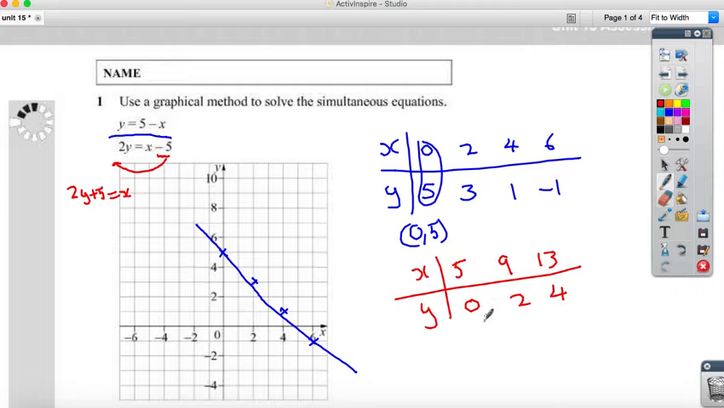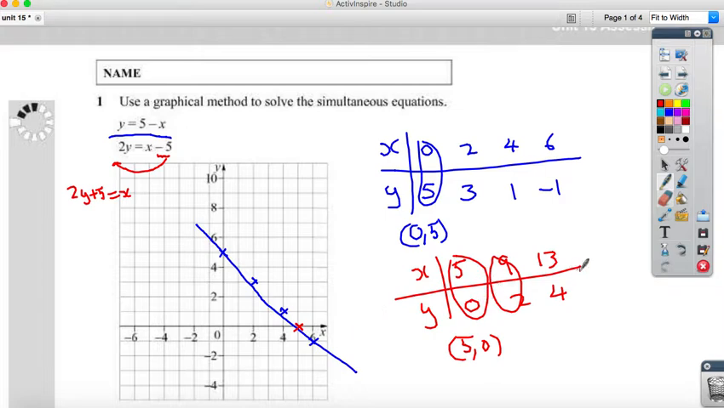Now if I look at these, plotting them, 5, 0, this means when x is 5, y is 0. So when x is 5, y is 0, here. When x is 9, y is 2. The problem is it's not going to fit on the line. So I want some numbers that are a bit lower than this.